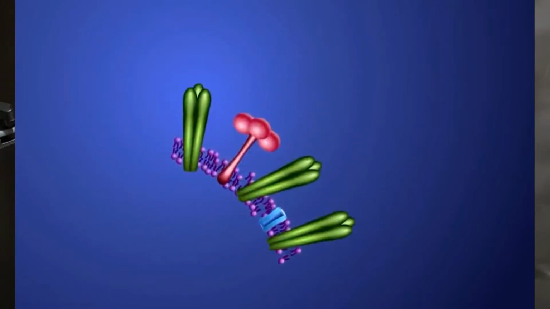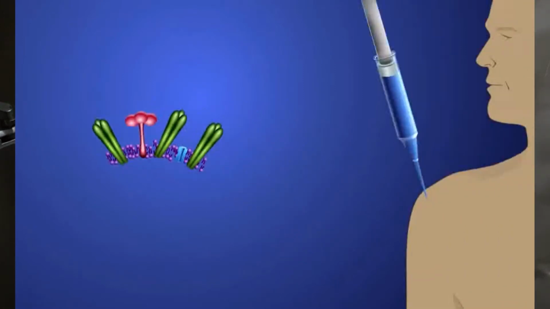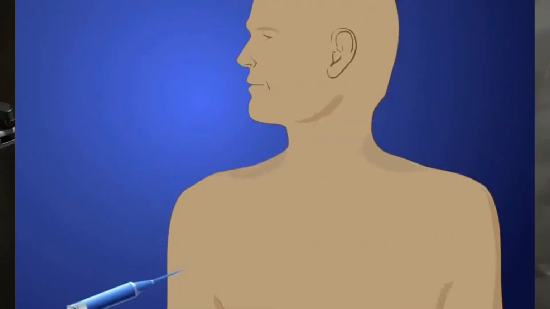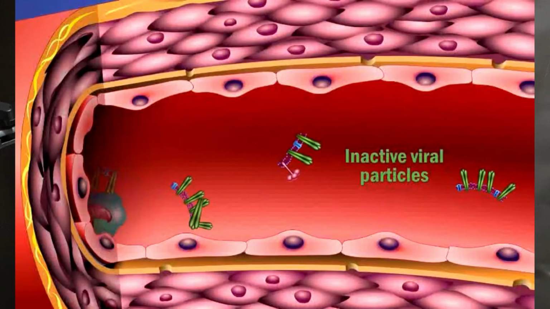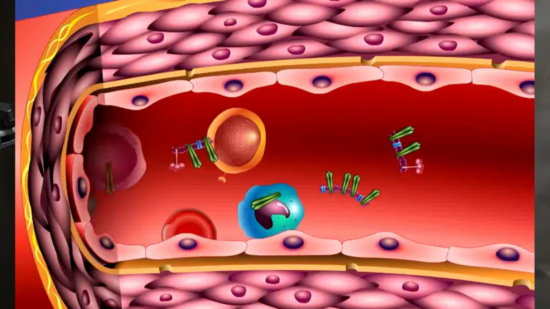So the particles are hemagglutinin, or the HA, and the neuraminidase, the NA. These are parts of the virus on the surface, the surface proteins that cause the virus to attach to other cells in our body. It is injected intramuscularly in the muscle to produce a reaction, and it goes through the blood.